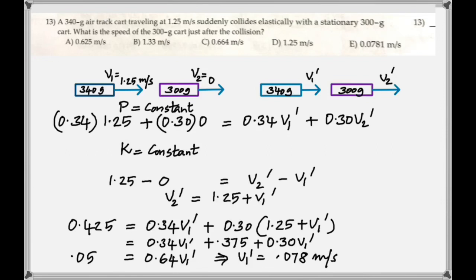You're going to get V1 prime as 0.078 meter per second. And really we are asked to find V2 prime, which is the speed of the 300 gram cart, which is easy now. Just plug in the value of V1 prime into this. So that's how you do this problem.